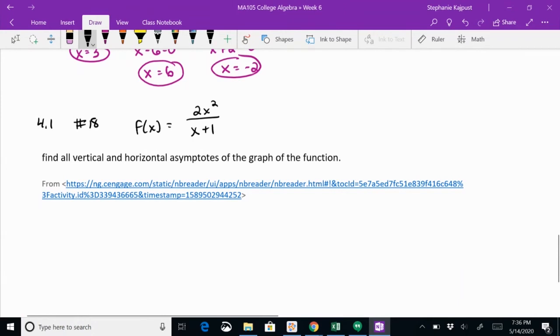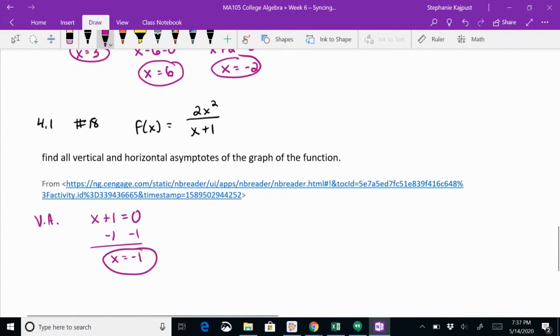I always start with the vertical asymptote because that is the easiest thing to find, and that's where you set your denominator equal to 0. Our denominator is x plus 1. I'm going to abbreviate this VA for vertical asymptote. You set your denominator equal to 0 and solve for x. If it's linear like this, it's pretty simple. So your vertical asymptote is at x equals negative 1.